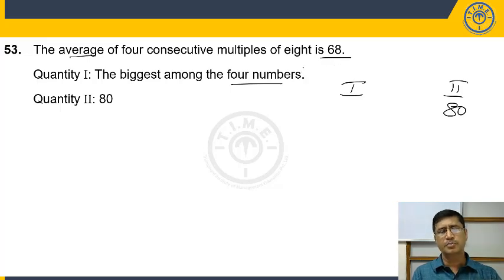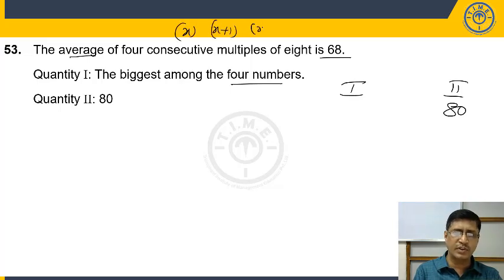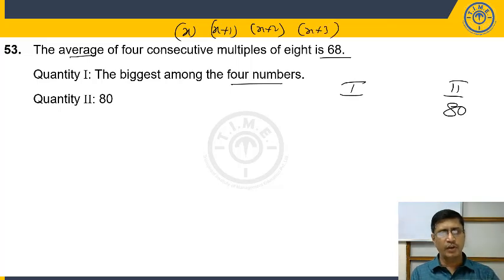What do you mean by consecutive multiples? If you observe, 8 ones are 8, 8 twos are 16, 8 threes are 24, 8 fours are 32, so these are the consecutive multiples. If the first multiple is x, the second is x plus 1, the next one is x plus 2 and x plus 3. So the numbers are 8 into x, 8 into x plus 1, 8 into x plus 2, 8 into x plus 3. When you take 8 common, the result is 8 times all these values.